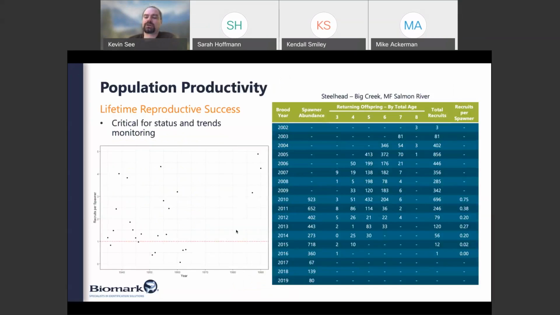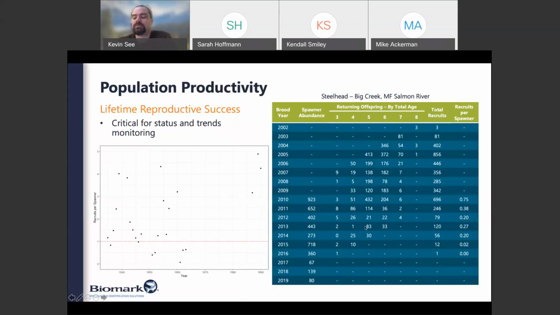spawner recruit table where you can start looking at, out of all of the spawners from 2010, some of them came back 3 years later, some of them came back 4 years later, 5, 6. In total, over a number of years, we got 696 returners from that brood year.